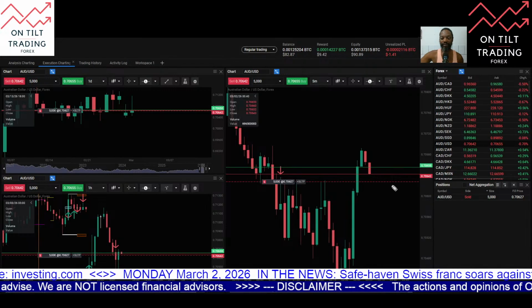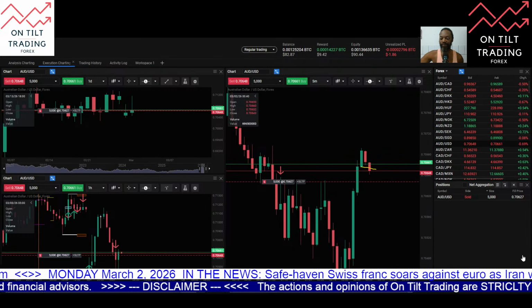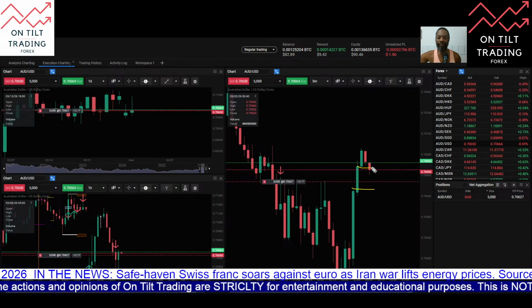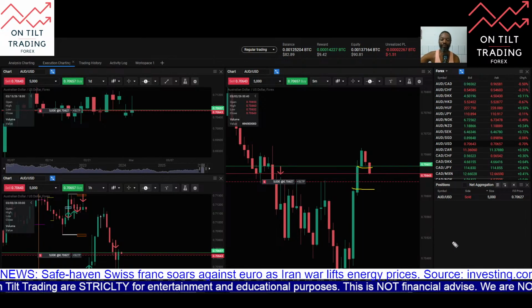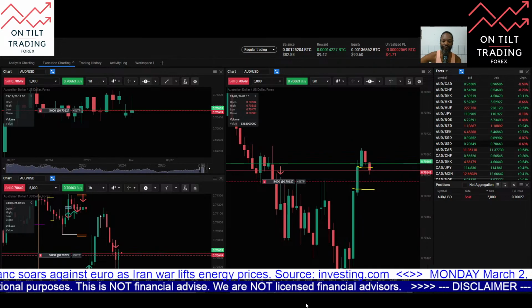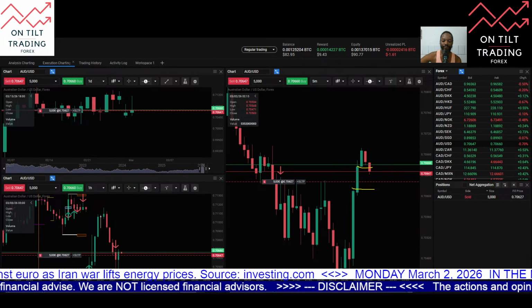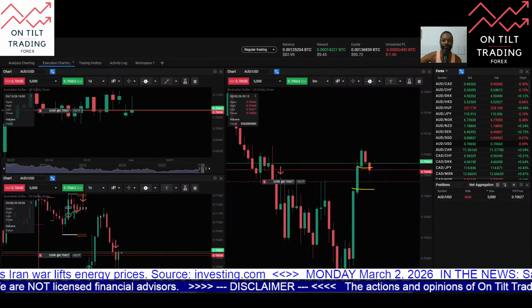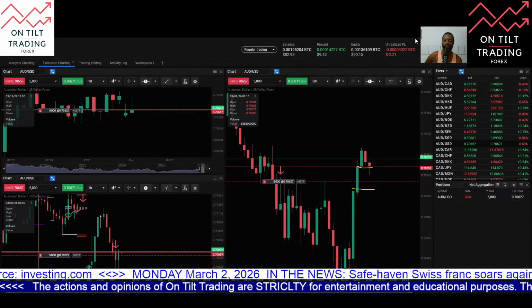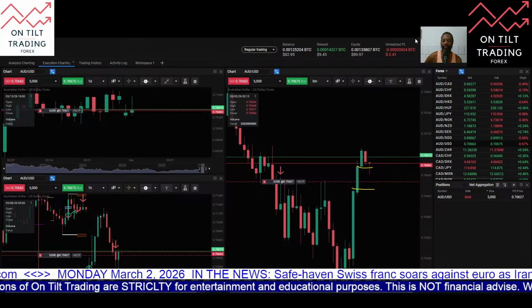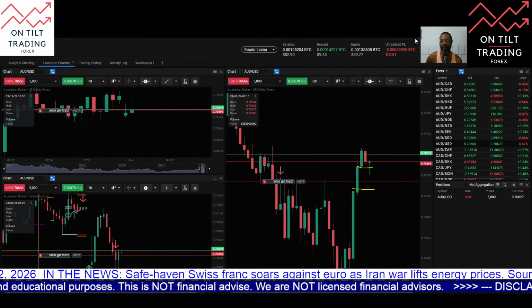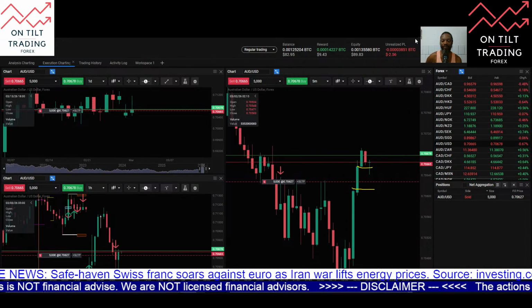Draw a straight line. Nope. Let's do that. Straight enough for now. See what price does here. Price currently respecting the fair value gap.